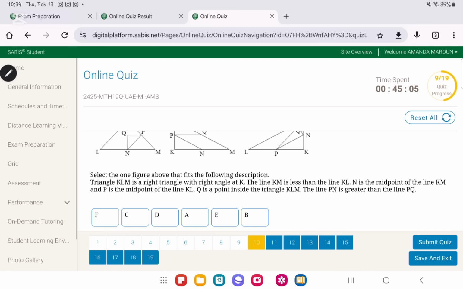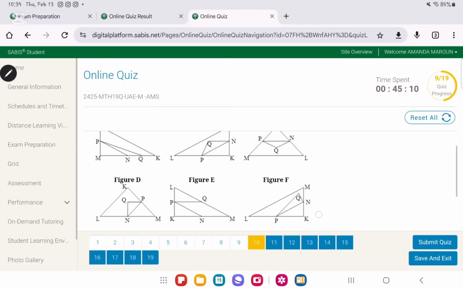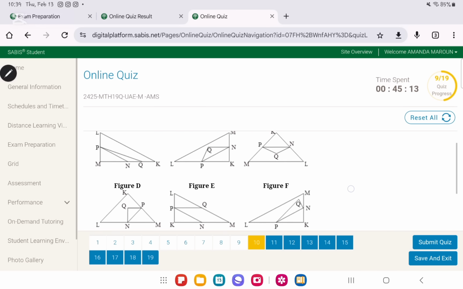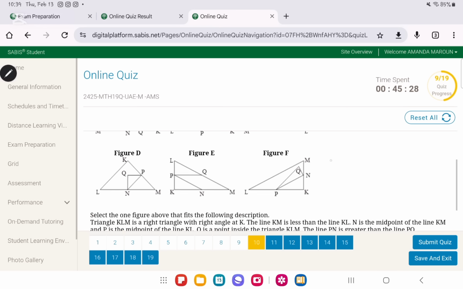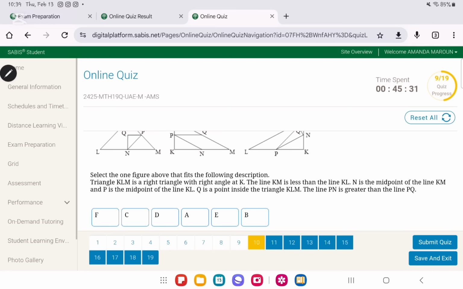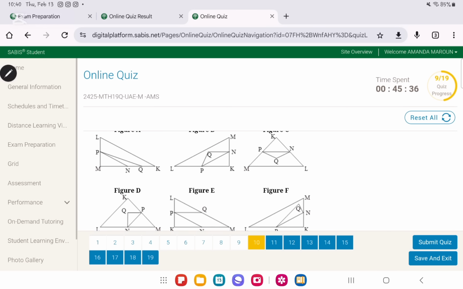Then they said that N is the midpoint of the line KM, so you have to go back up and you will see, okay, KM, N is the midpoint, and they're doing it for the 3 of them. That means the 3 of them is a possibility. Now they said P is the midpoint of KL, so we will go to KL and we will see that the midpoint is P. Now they said Q is a point inside the triangle, so again, Q should be a point inside the triangle. That means we cross this one out. We are left with 2 options.